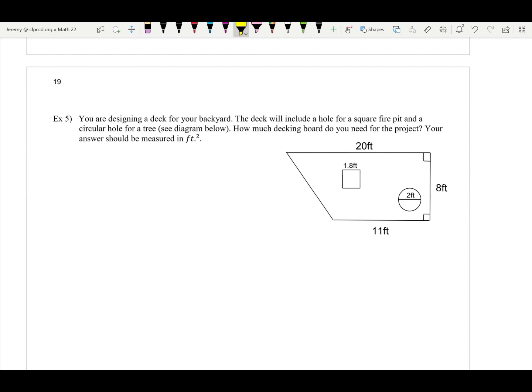Okay, so the way I'm interpreting this is we want to find the area of this whole shape, but with the absence of this circle right here. This is where our tree is going to go. And we'll also have a gap over here for our rectangular fire pit. Okay, but we want to find the area of the rest of this.